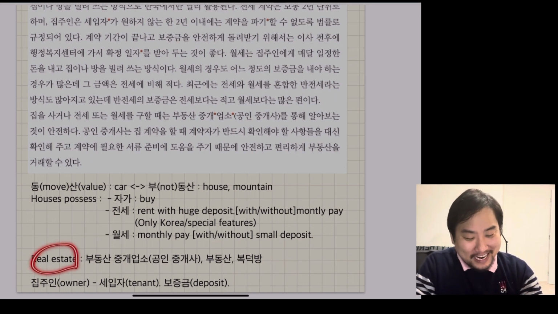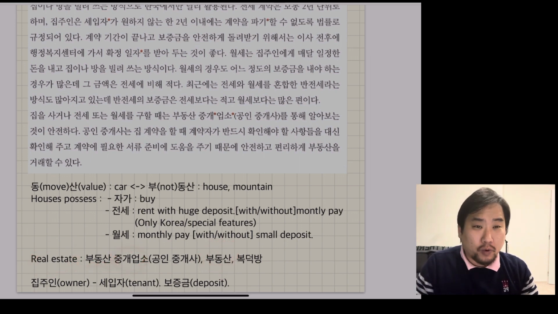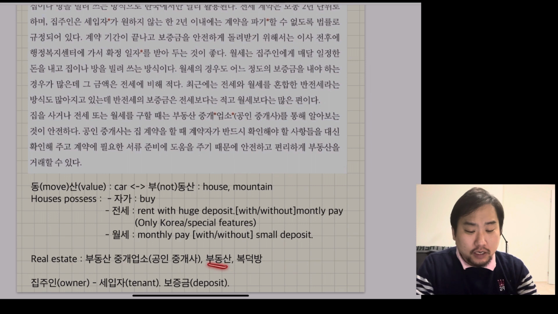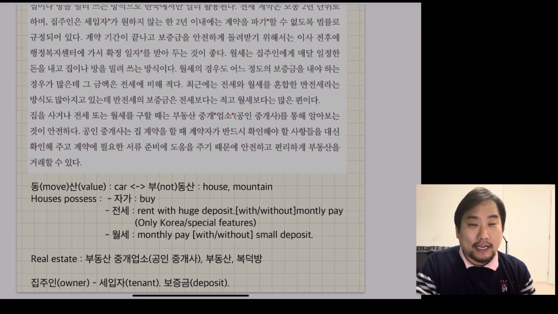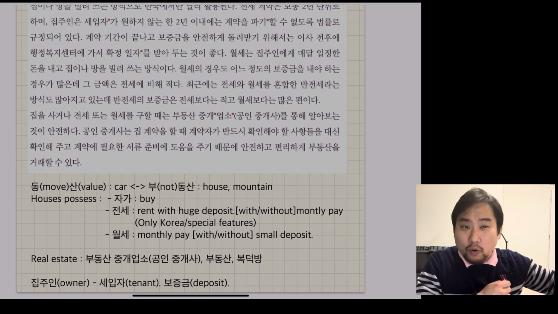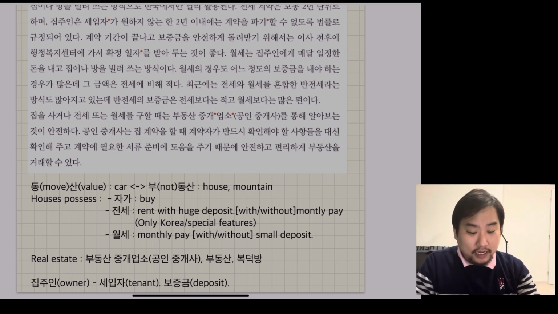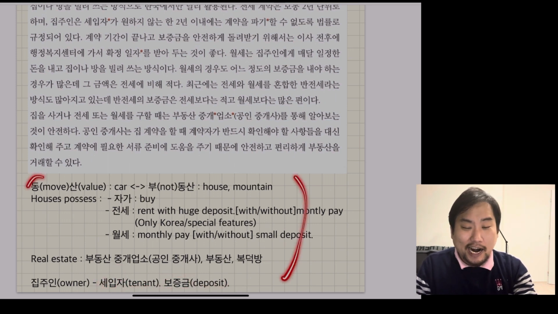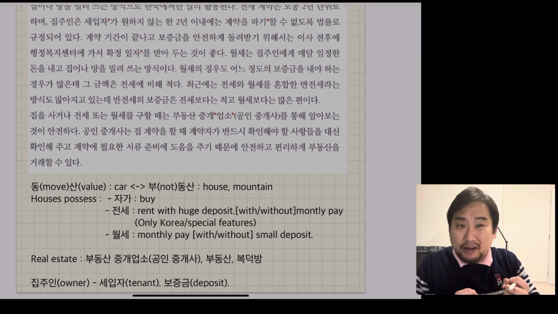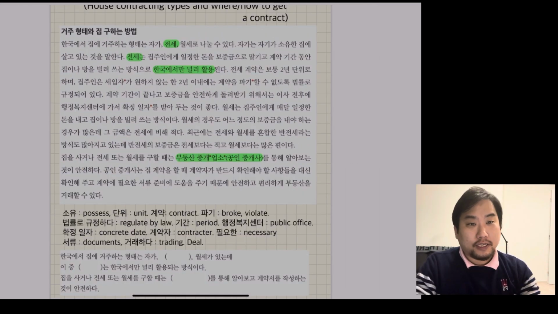So anyway, the real estate is 부동산, or 부동산 중개업소 is more exact vocabulary, but 부동산 we use a lot as real estate. And here 집 주인 is owner and 세입자 is someone who pays money to the owner and lives in a certain place. The tenant, we say 세입자, and deposit, we say 보증금. These are the basic concepts for understanding housing. So let's do it together.